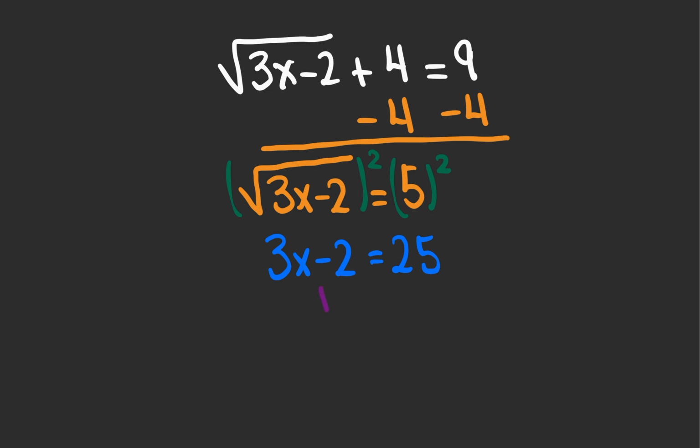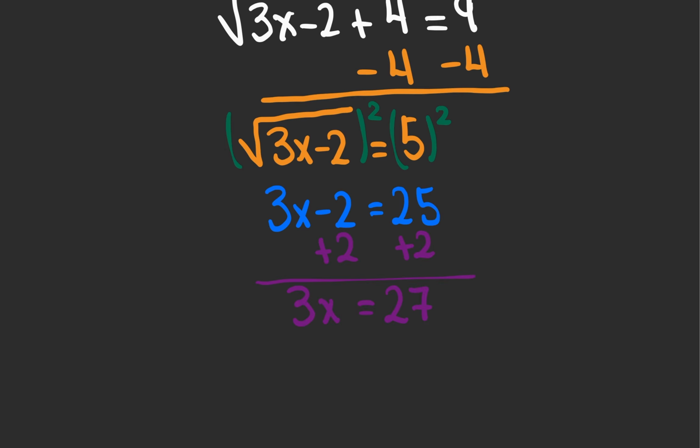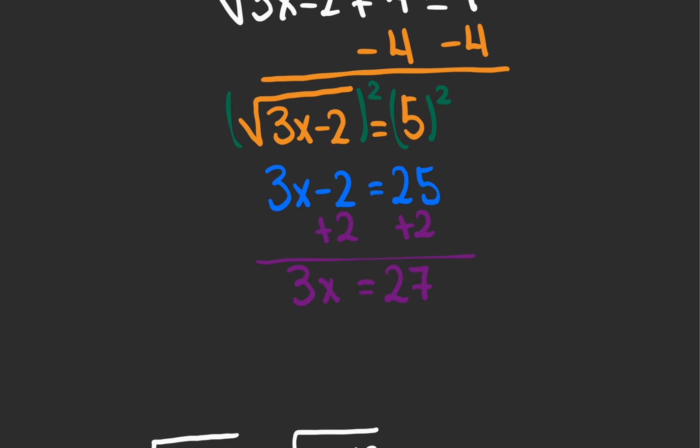I will then add 2 to both sides. This will leave me with 3x is equal to 27. I will then divide both sides by 3, and this will give me a final solution of x is equal to 9.